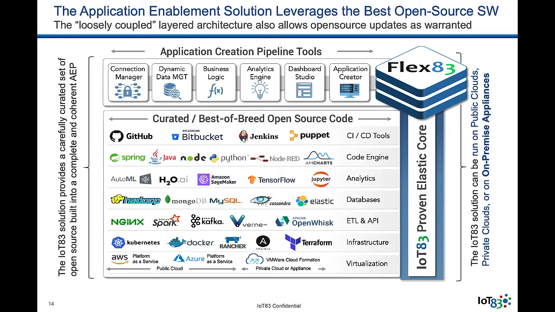So the application enablement solution that we have leverages the best open source software. The loosely coupled layered architecture allows open source software as needed so that we can update the system when new open source powerful tools are available. All of this is the underlying proven elastic core, all integrated to provide the IoT application services that you need without the headache and heartache of building it yourself. And integrated into this is the powerful application creation tools.